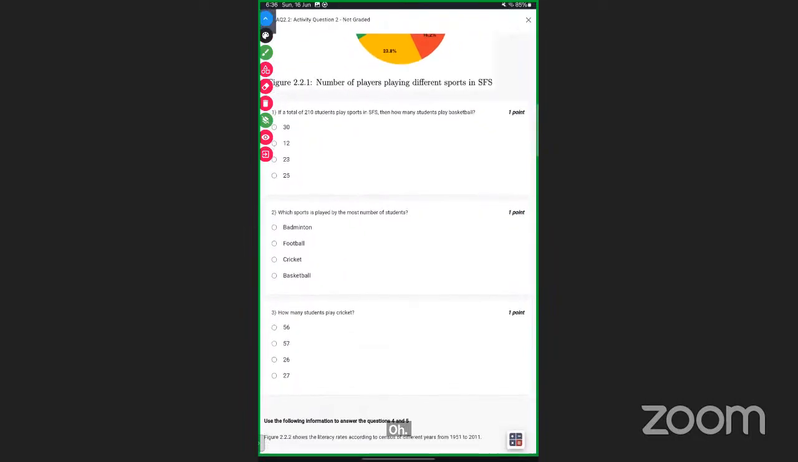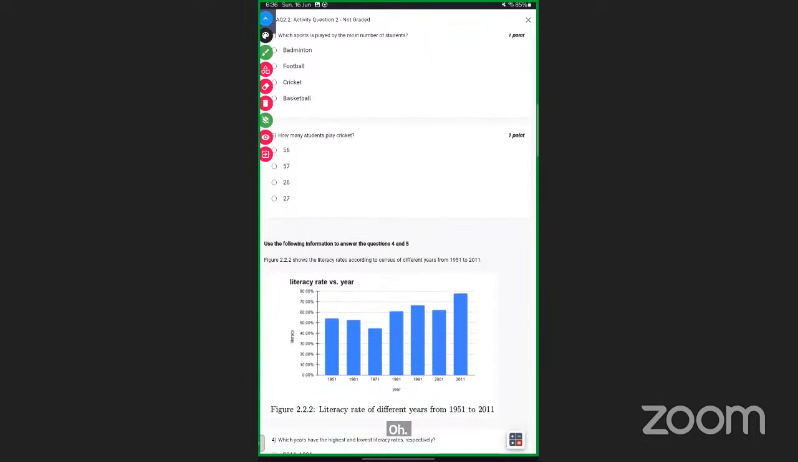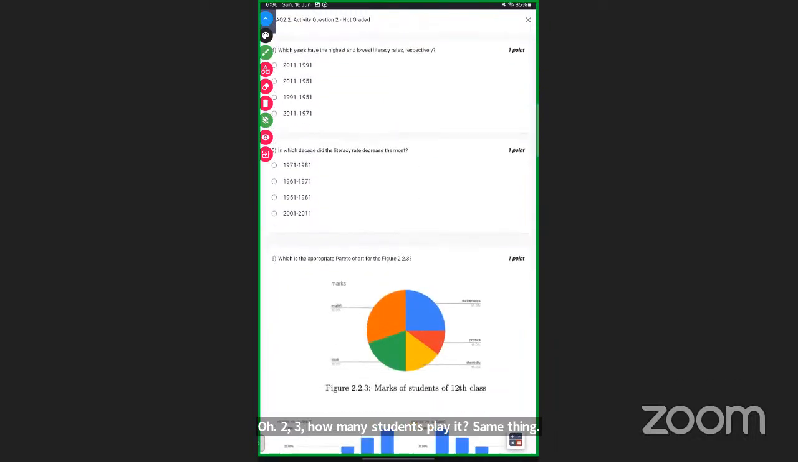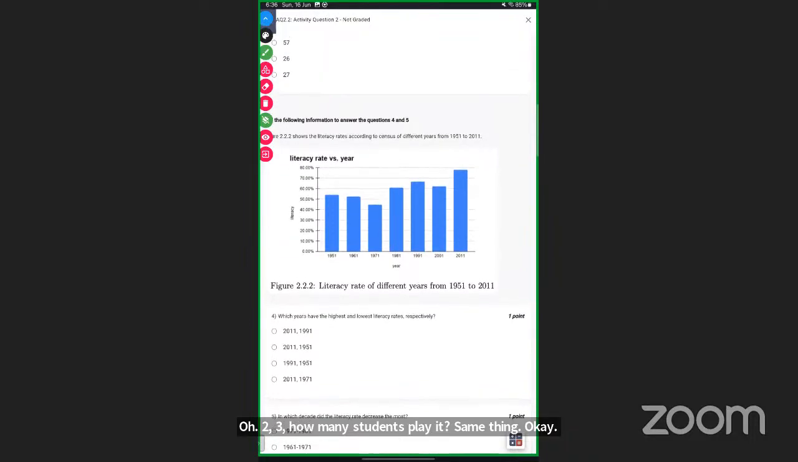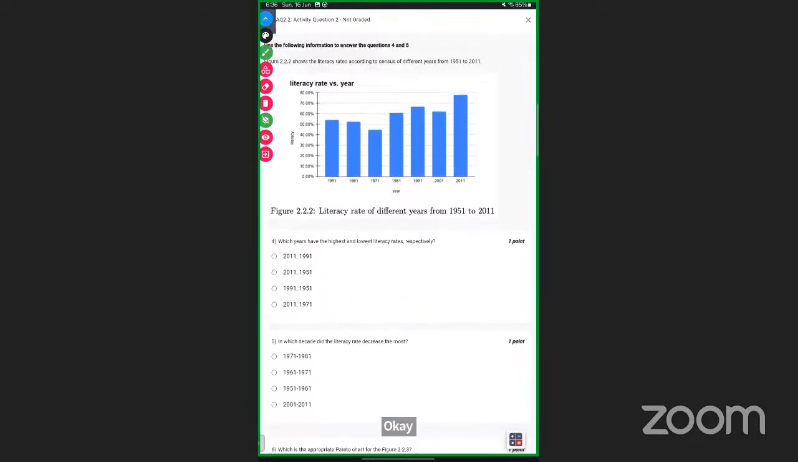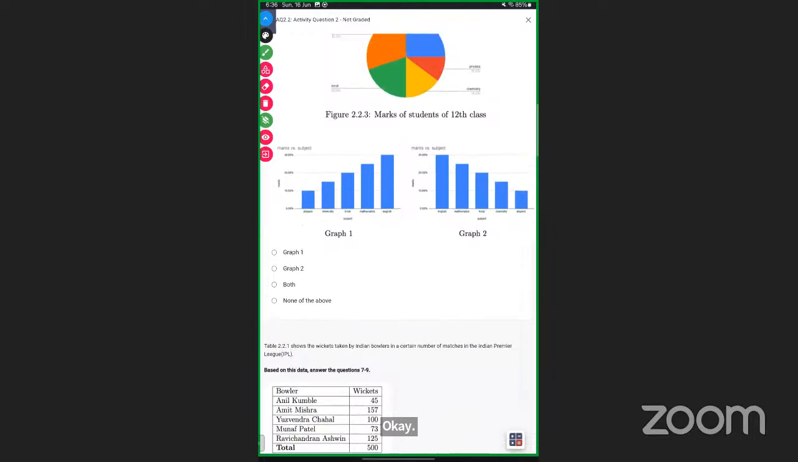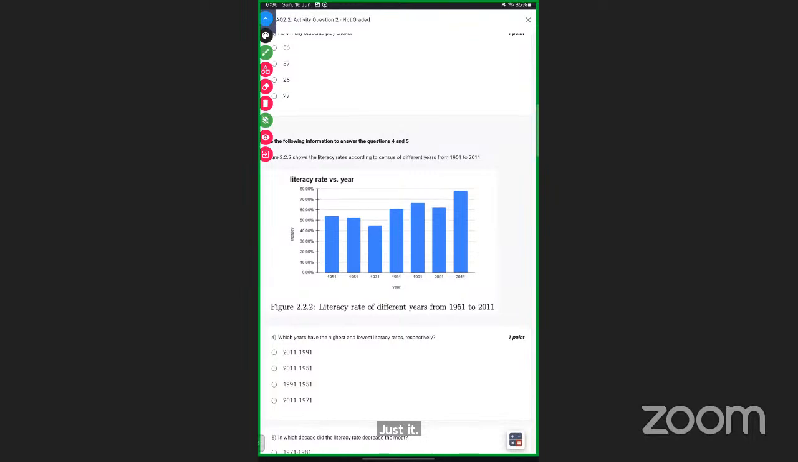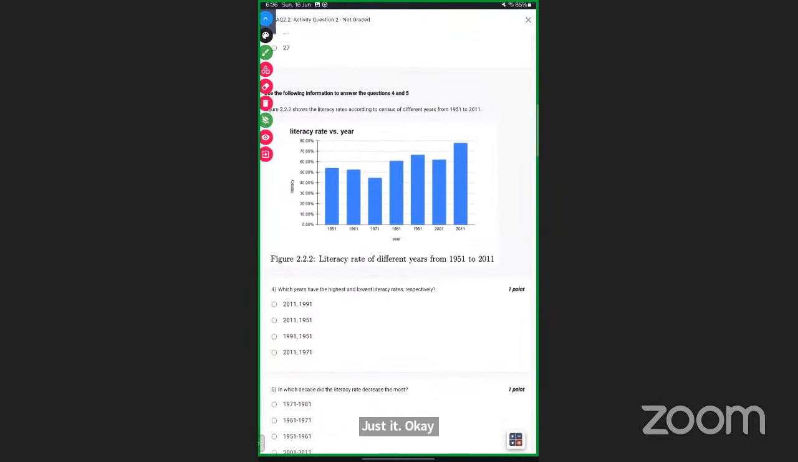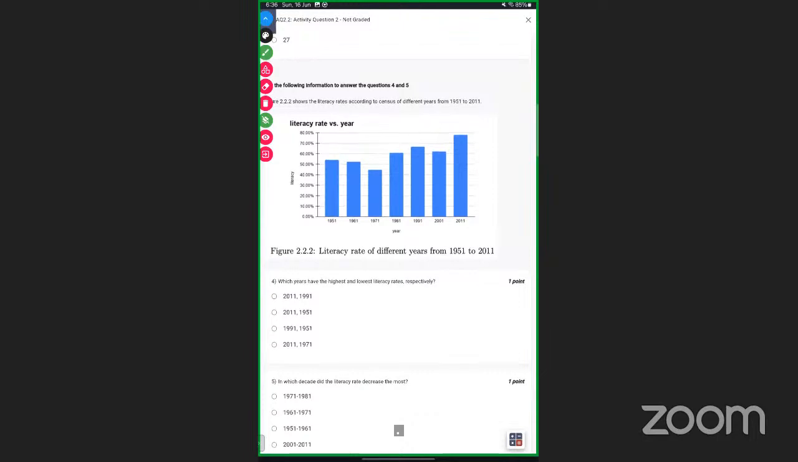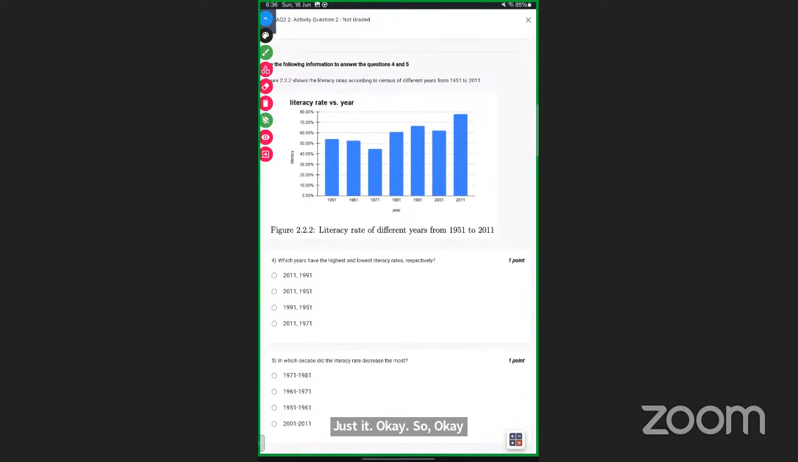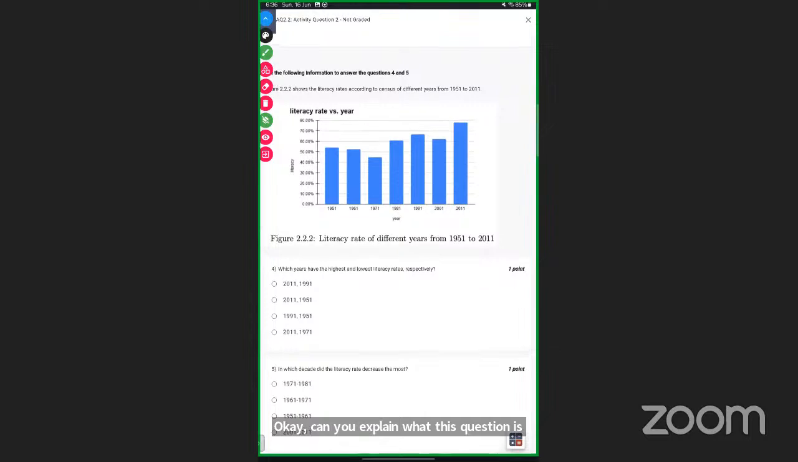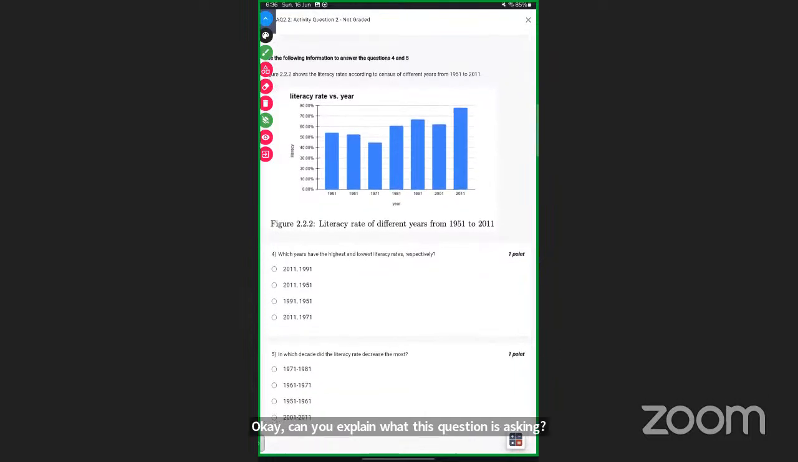2, 3. How many students play cricket? Same thing. Okay. Any doubt in 4 to 6? Yes, sir. Question number 4. Okay. Can you explain what this question is asking? I mean, you need to find the year with the highest and lowest study rate. Okay. So what is the problem with that?